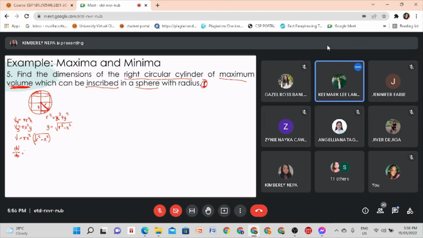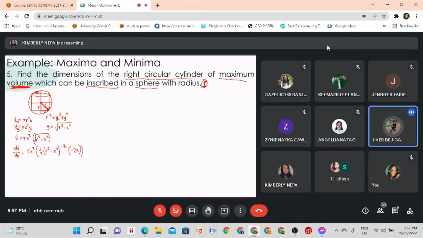Product rule, ma'am. So we have u dv. So copy u, then derive v. The derivative of square root of r squared minus x squared is 1/2 of r squared minus x squared raised to negative 1/2 times what? That's the derivative of the inner. 2r minus 2x, ma'am. Hmm? Oh, minus 2x only, ma'am. Minus 2x because r is again constant. Constant, ma'am. Okay? Everyone still following?